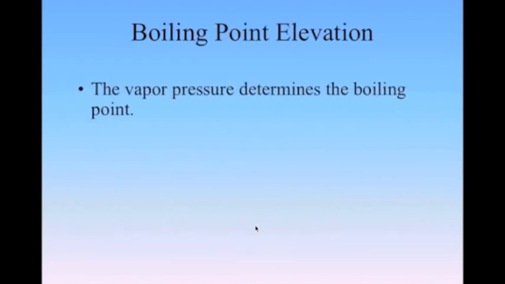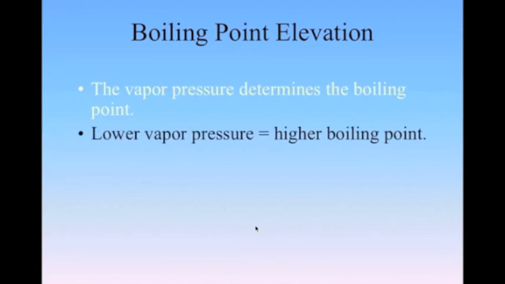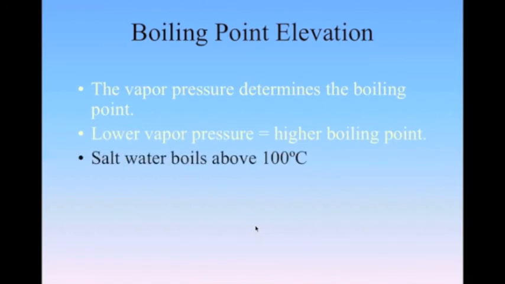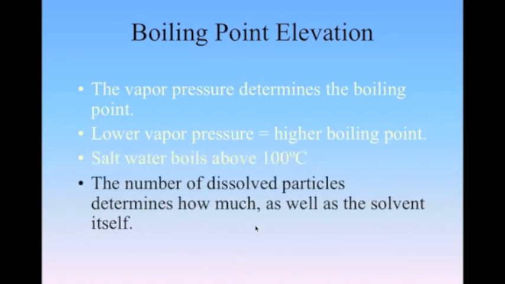Now, boiling point elevation. We see that in solutions, the vapor pressure determines the boiling point. We just looked at how the more pieces, the lower the vapor pressure. So the vapor pressure determines our boiling point: the lower the vapor pressure, the higher the boiling point. Salt water will actually boil above 100 degrees Celsius. Regular plain water boils right at 100 degrees Celsius, but if we add some salt to it, because it has a lower vapor pressure, it'll have a higher boiling point.